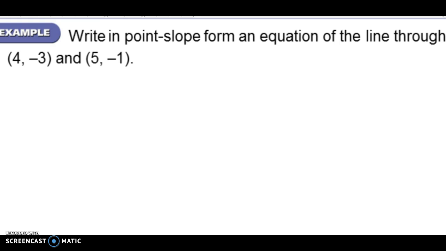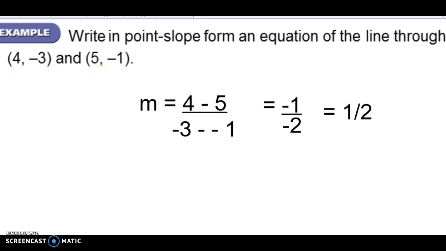2 points, I don't have a slope. Well, I know how to get the slope. I just have to use the slope formula with these 2 points, and that'll give me a slope. If I apply the slope formula, I've got 4 minus 5 over negative 3 minus 1. Again, it doesn't matter what order I do the points, I write them down in the formula. So I have negative 1 over negative 2. That's the same as 1/2.